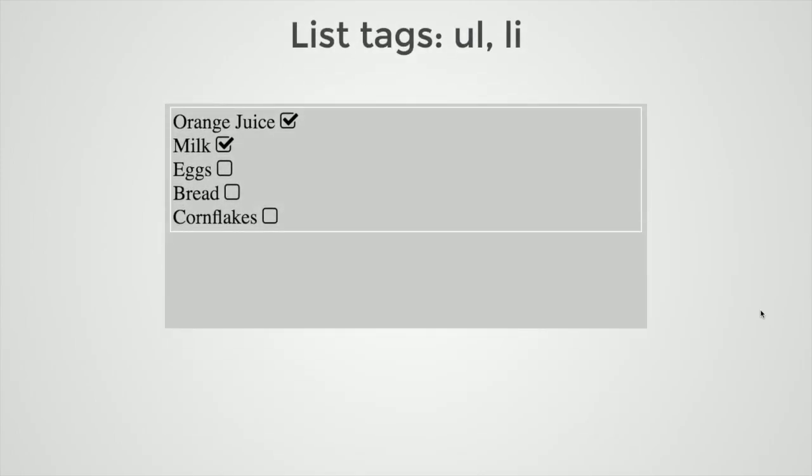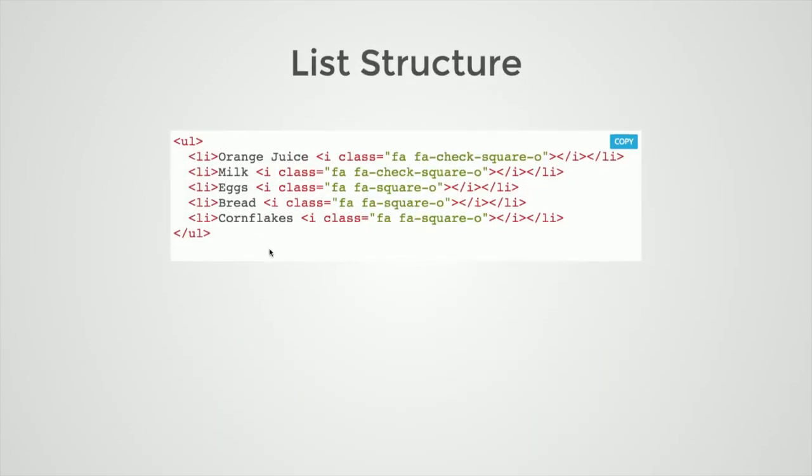List templates could be as simple as a to-do list, and we'll have a UL tag and an LI tag. And if this was my list, let's break it down.